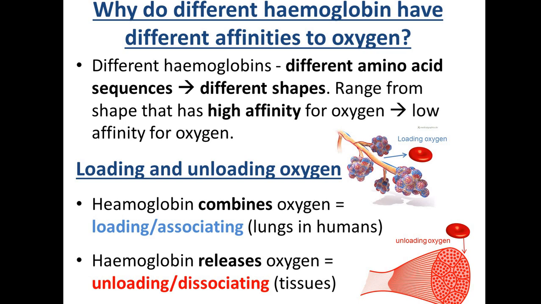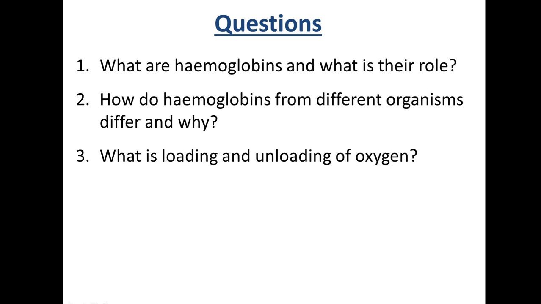As I said before, haemoglobin combines with oxygen or loads or associates with oxygen in the lungs in humans, in the alveoli. Haemoglobin releases the oxygen or unloads or dissociates at the tissues. So it loads or associates with oxygen in the alveoli, but the haemoglobin gives off or dissociates or unloads the oxygen in the tissues. Okay, and that's it.